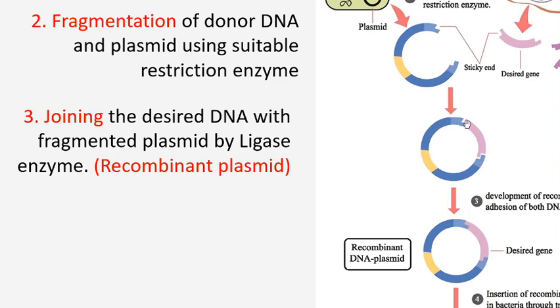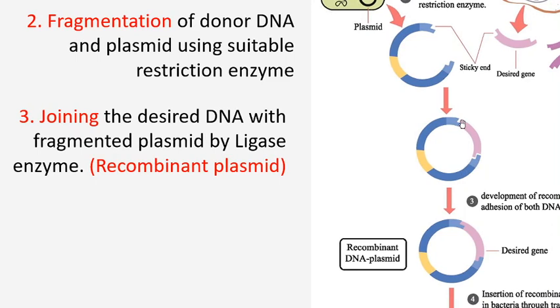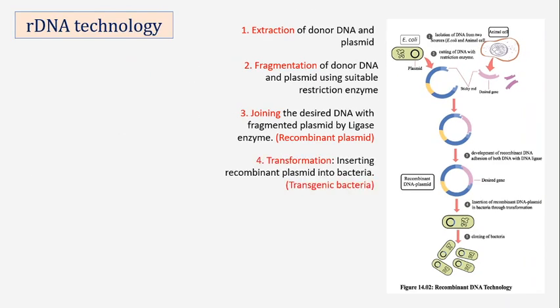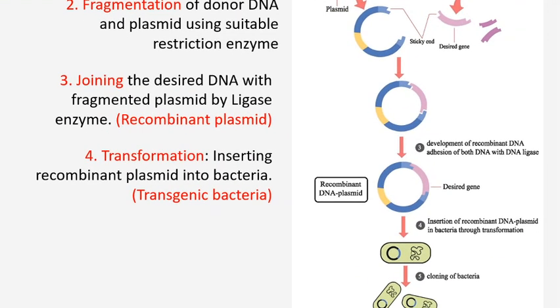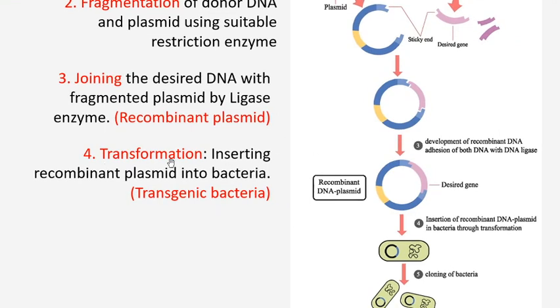This plasmid is not the original one. It has been changed. It has a different type of gene now. So that is why this plasmid is now called recombinant plasmid. And then this recombinant plasmid is transformed, that means inserted into the original bacteria.